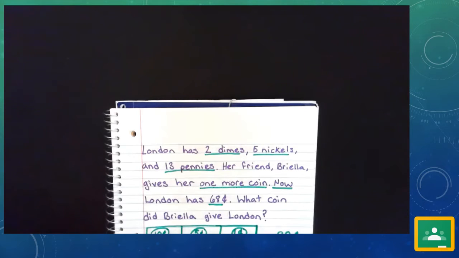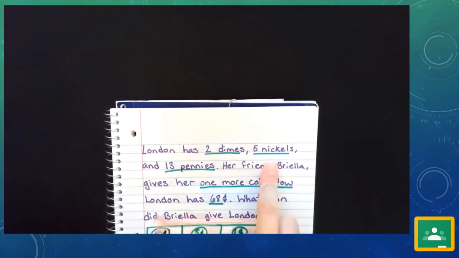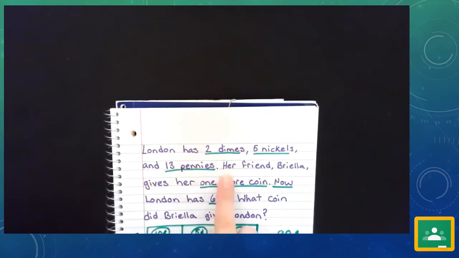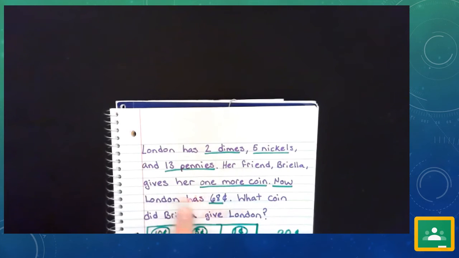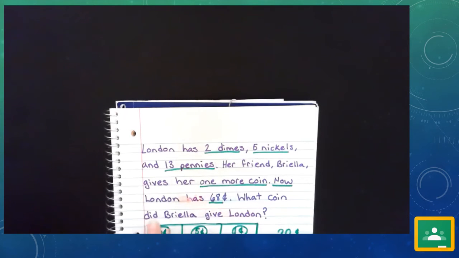So London has 2 dimes, 5 nickels, and 13 pennies. Her friend Briella gives her 1 more coin. Now London has 68 cents. What coin did Briella give London?